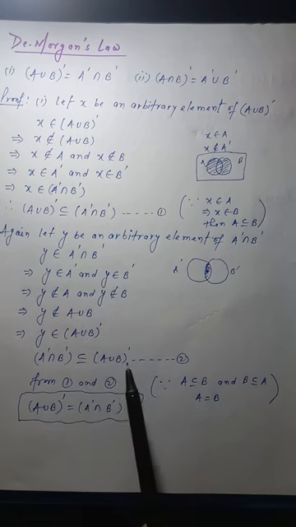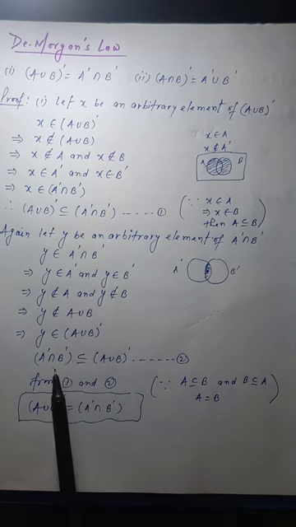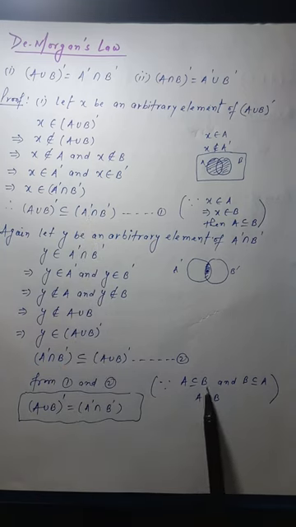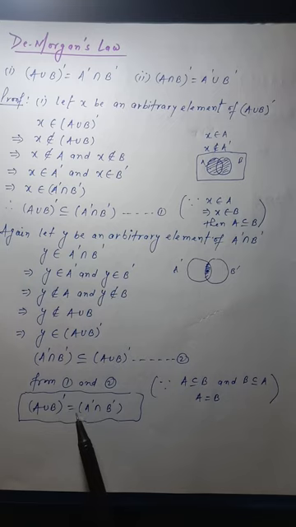Now from equation number 1 and 2, just see, this set is the subset of this, and the same set is the subset of this set. It means when A is a subset of B and B is a subset of A, then A and B are equal. So hence we can say that (A union B) dash is equal to A dash intersection B dash.